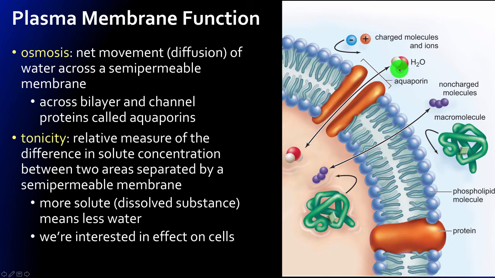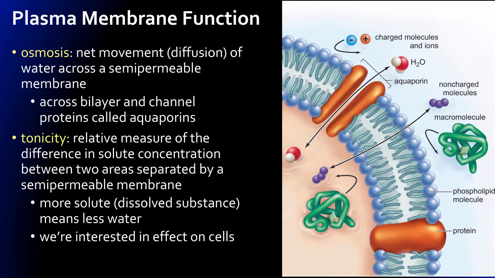So when water has this potential to move from one side to another, we can use the term tonicity to compare two different areas, outside and inside of a cell, for example. So tonicity is the relative measure of the difference in solute concentration between two areas separated by this semi-permeable membrane. Now, usually we're going to be talking about this cell membrane here, but let's say if you needed to undergo, say, dialysis treatment because of kidney problems, it would be the same basic setup.